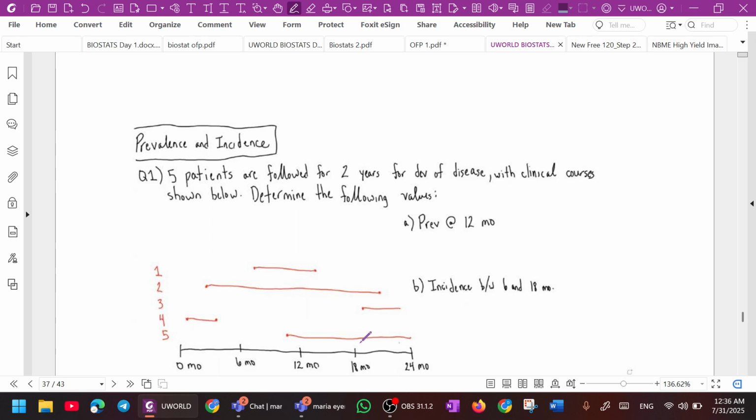How many months? Two years. Five patients are followed for 2 years for development of a disease with clinical courses and determined the values. Prevalence at 12 months, incidence between 6 and 18 months. Sorry, so six.